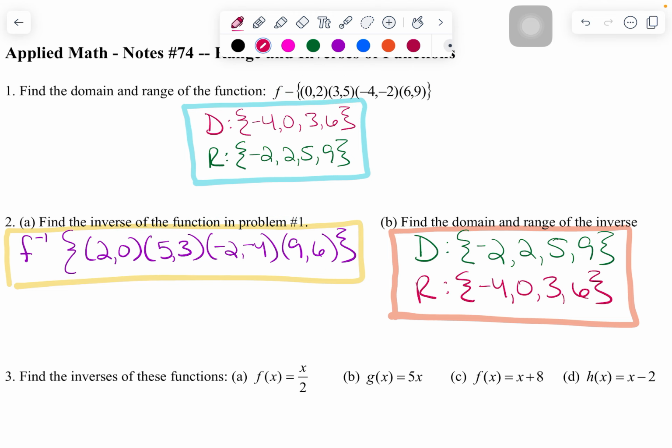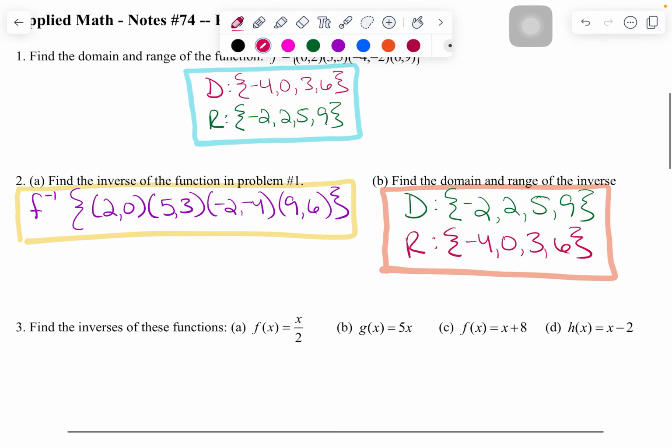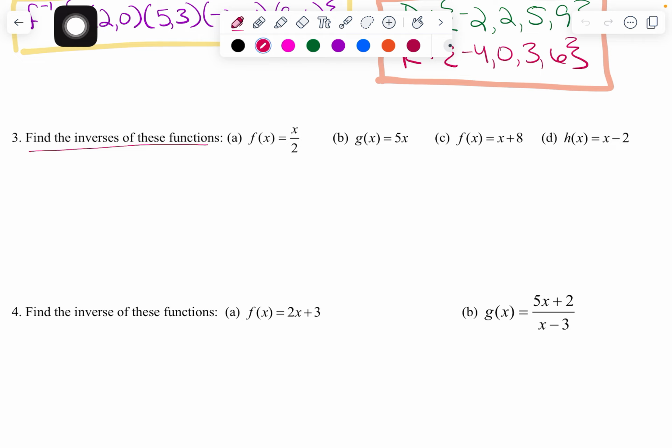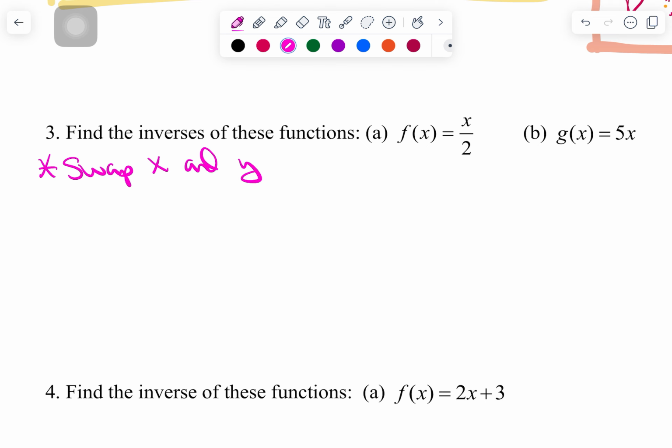All right, I'm going to keep going and we're going to take a look at problem number 3. So let me go ahead and slide on up. So problem number 3 says to find the inverses of those functions. So for each one of these, I'm going to make a little note off to the side. We're going to do 2 things. So step 1, we are going to swap x and y.